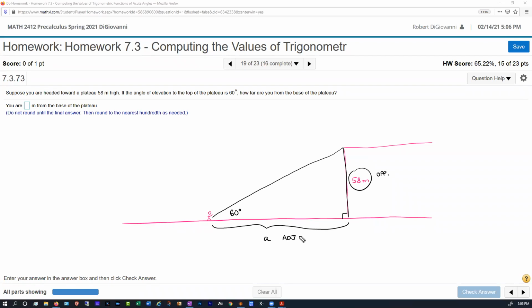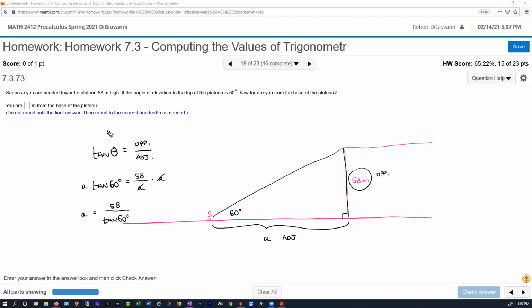And the trig function that connects those two together is tangent. Tangent of any angle should be the opposite over the adjacent, SOHCAHTOA, right? And so I can say that tangent of 60 degrees is equal to the opposite 58 over the adjacent, I'll call A. And so now what we need to do is figure out what A is. So we have to be a little careful here. I'm going to multiply both sides by A. The A's cancel here. So now I have A tangent of 60 equals 58. Now I'm going to divide by tangent of 60 degrees.